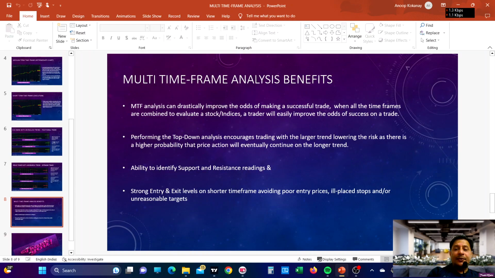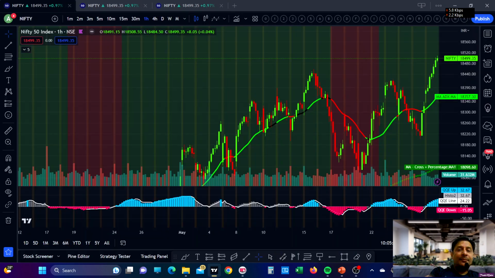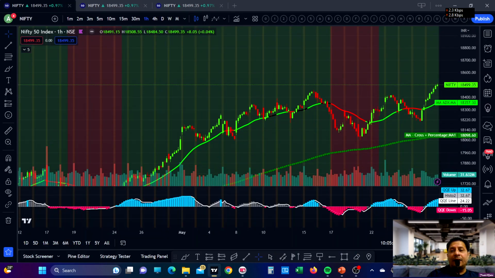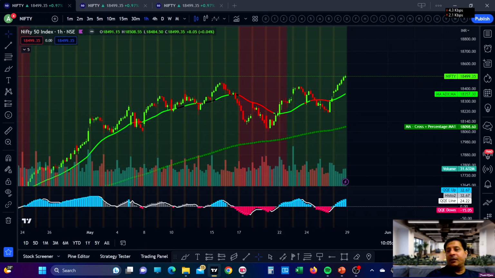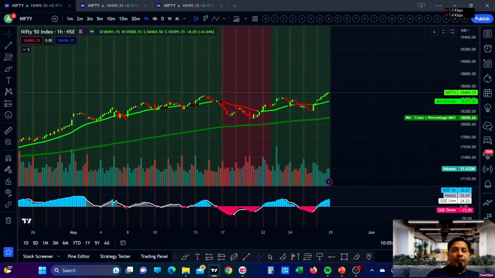Now let's quickly look at the charts and try to understand. If you have to do it on live charts, how will you do it? Let's take an example of Nifty. So this is Nifty. What do you look at in Nifty?